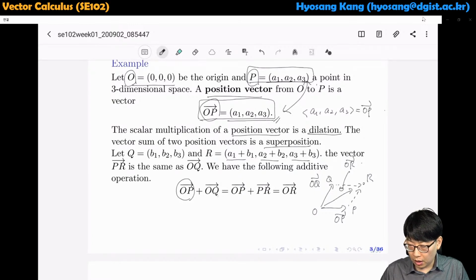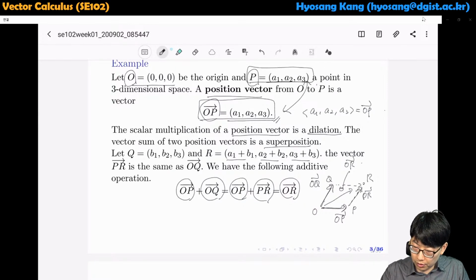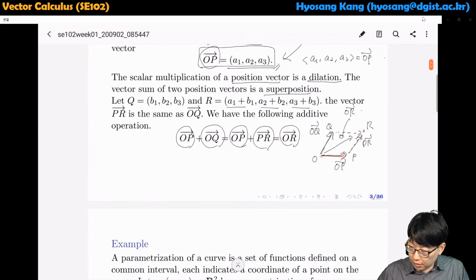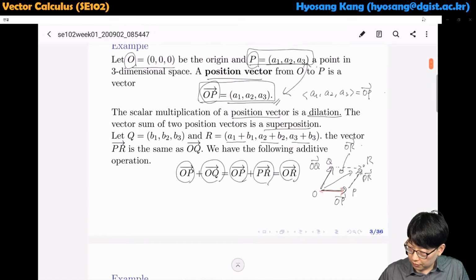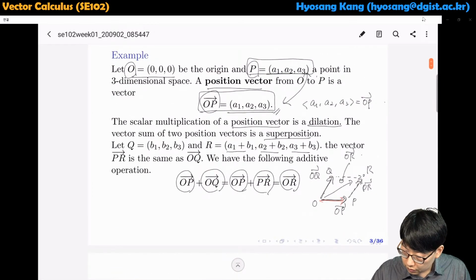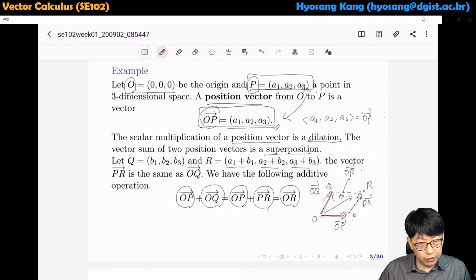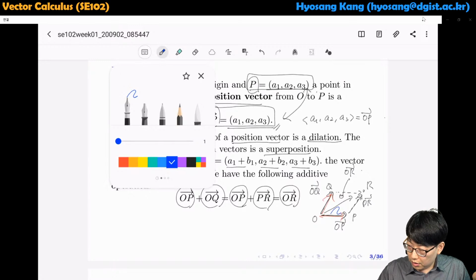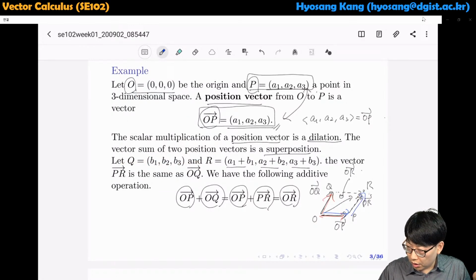So if you take the sum of OP and OQ, this is OR, or you can redefine your vector sum as OP plus PR, where PR is this vector. So you can either add these two vectors, or you can add OP and PR to get the same OR vector. Okay.